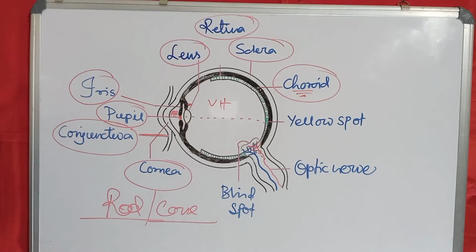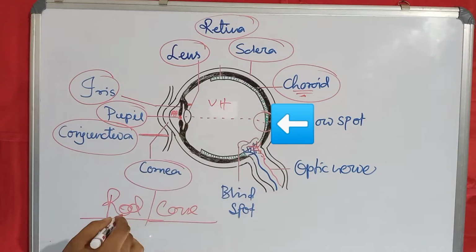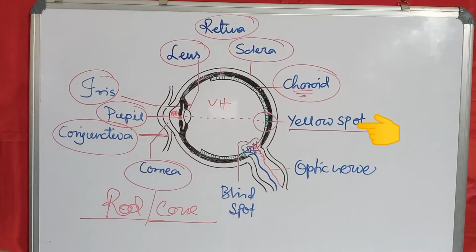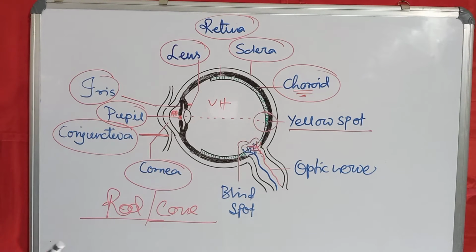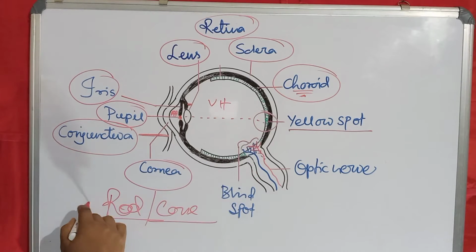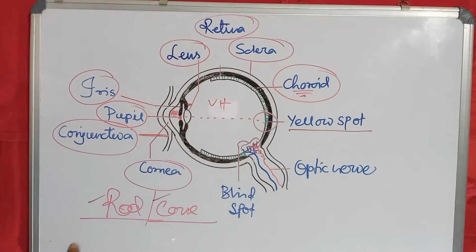Now if the light directly falls on this portion, it is called the yellow spot or macula lutea, and another term is fovea centralis. Here the concentration of rod and cone cells is the highest. That's why the image formed over here will be the best image.